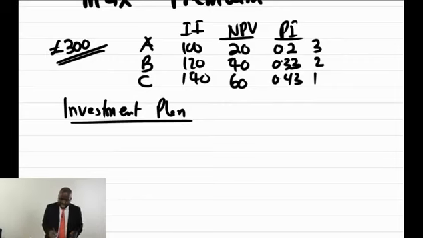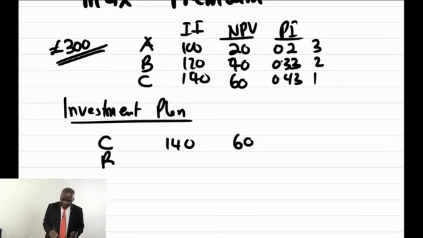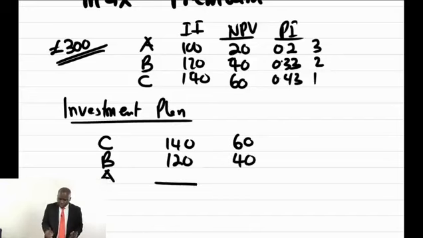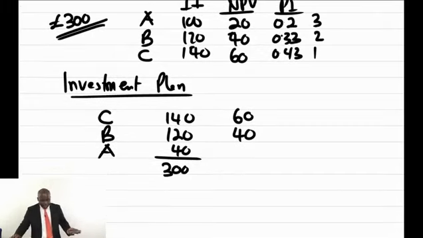I will say I have to start with C. C will need 140, to enjoy its NPV of 60, followed by B. B will need 120 and enjoy its NPV of 40. The rest should go to A. The total I have is 300, so 140 plus 120, from the 300, it will be left with 40. This is what we normally do.